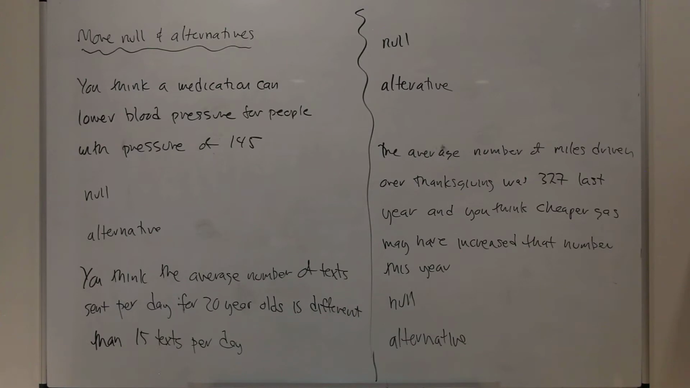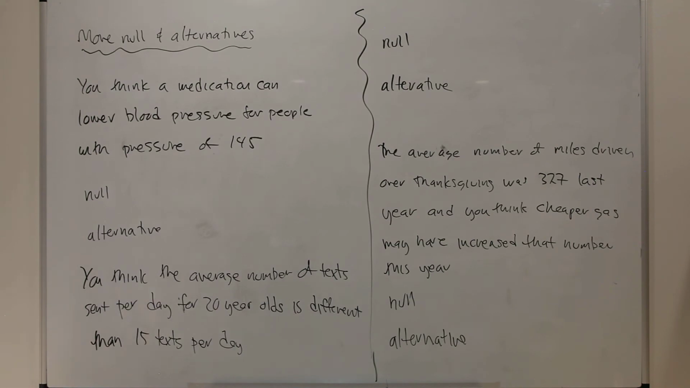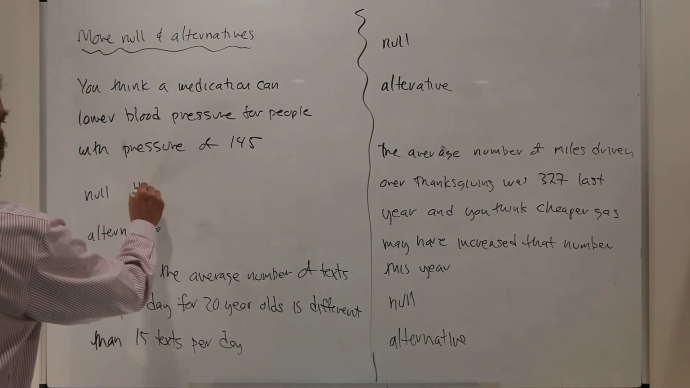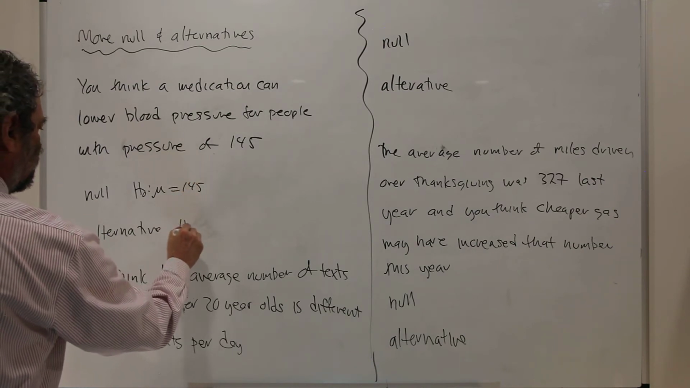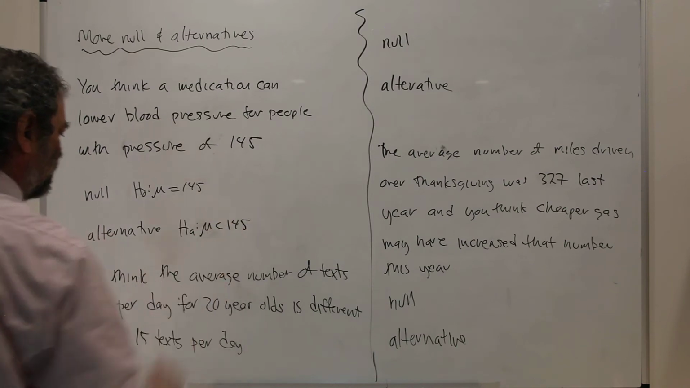Continuing on with some more examples of null and alternative hypotheses. You think a medication can lower blood pressure for people with a pressure of around 145. The null would be H0, mu is 145, and HA, we're thinking the mean is less after they've been administered the medication.